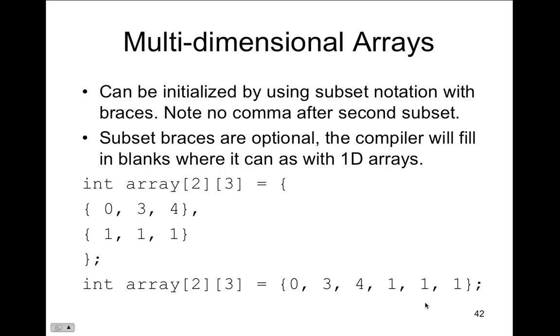We also have support for multidimensional arrays as well. They can be initialized by using a subset notation with brackets. So no comma after the second subset, which is kind of different. Subset brackets are optional. The compiler will fill it in with blanks where it can, in terms of the one-dimensional arrays. So we can put the commas in. So you can kind of see this last one is not put in.